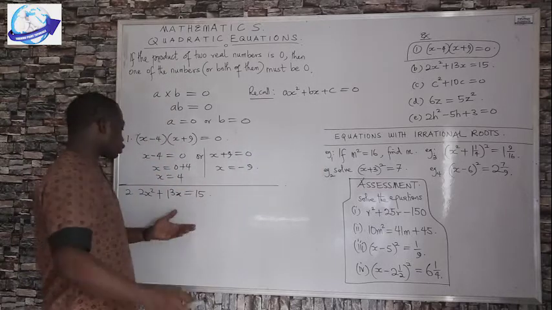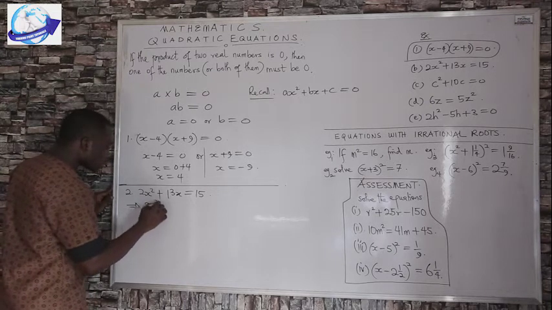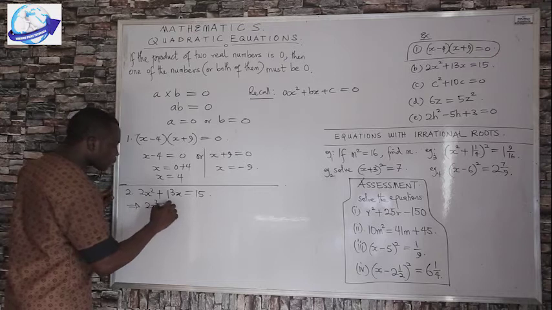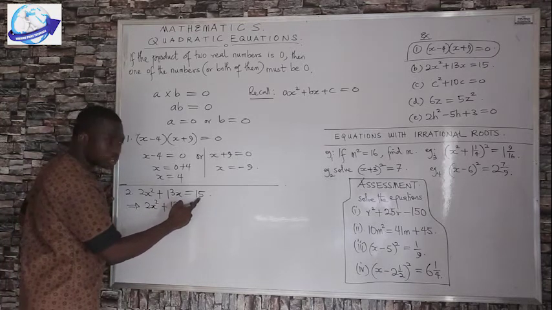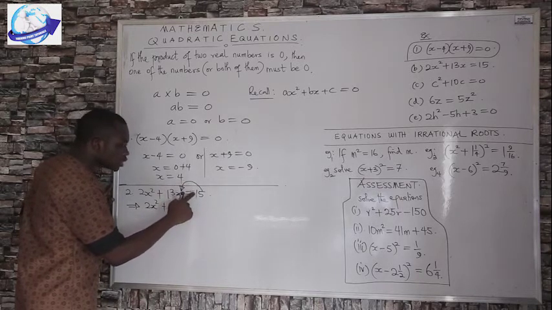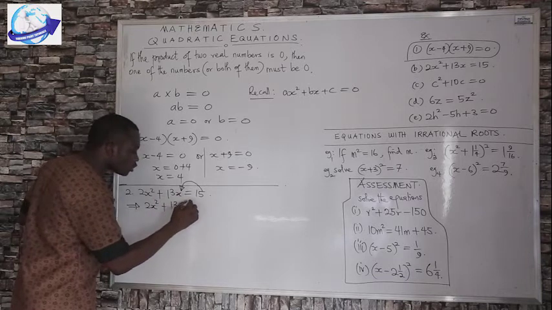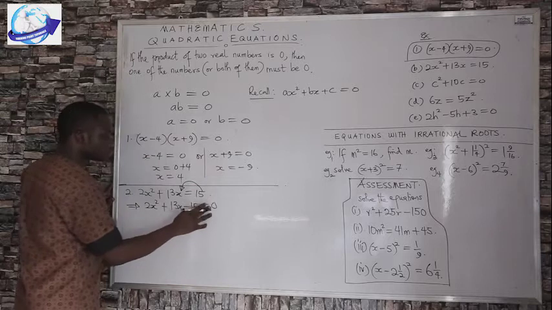So we want to balance this equation now. How do you go? Solution. Balance, we have 2x squared plus 13x. So when you take 15, which is plus 15, and cross the equality sign, the positive sign becomes minus. So you're going to say minus 15, and the right hand side of the equation is empty, that's 0.